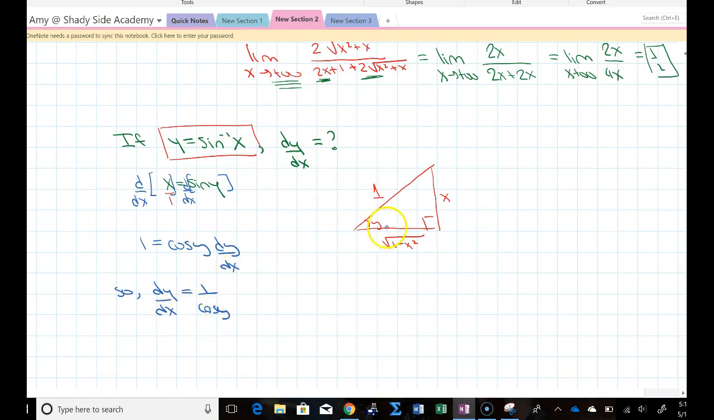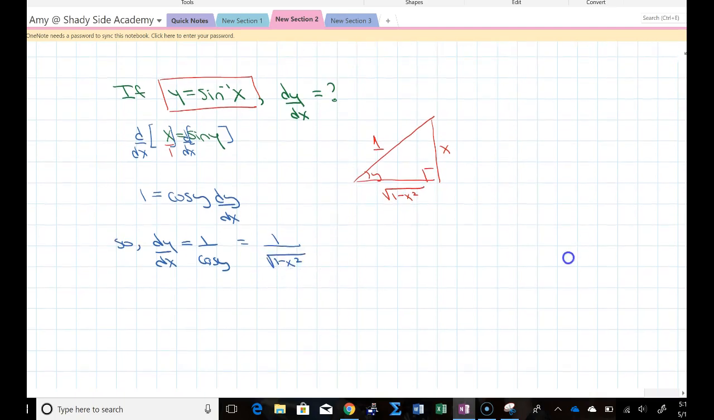But cosine of y is saying cosine of this angle y. The cos of this angle y is adjacent over hypotenuse. So at the end of the day, dy dx equals 1 over adjacent over hypotenuse. 1 over root of 1 minus x squared all over 1, or just the root of 1 minus x squared. So now, everyone, we have our next derivative rule. The derivative of the inverse sine of x equals 1 over root of 1 minus x squared.